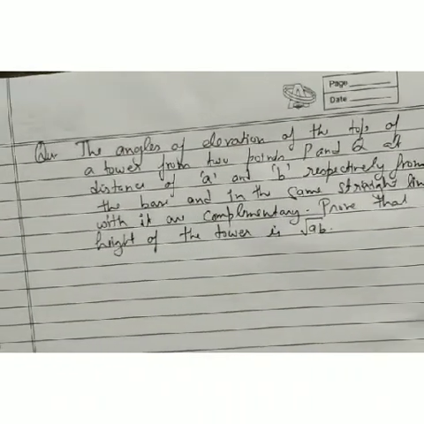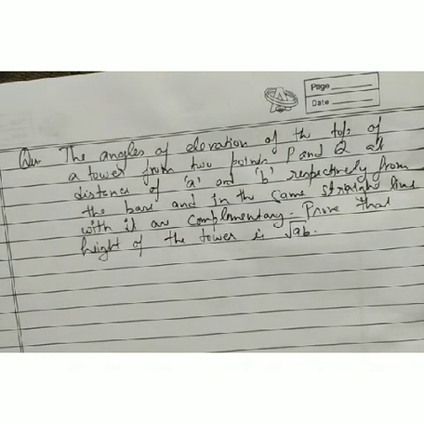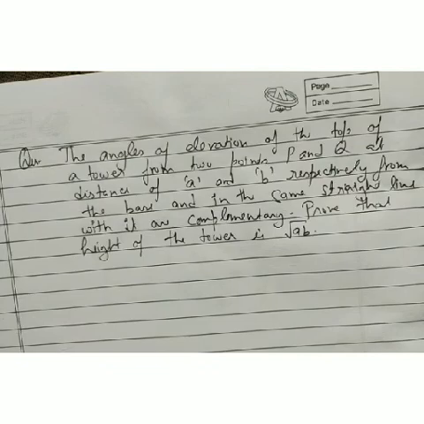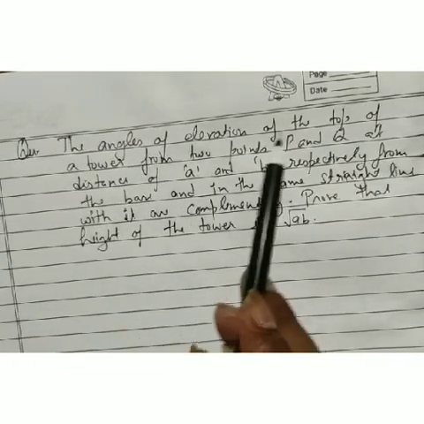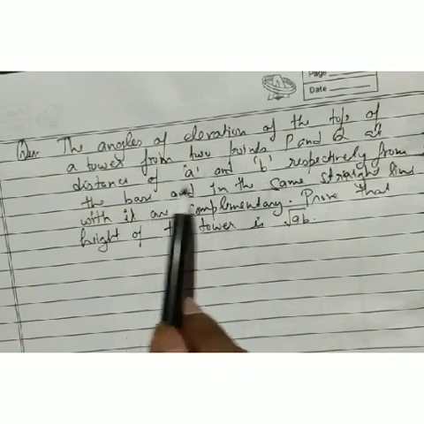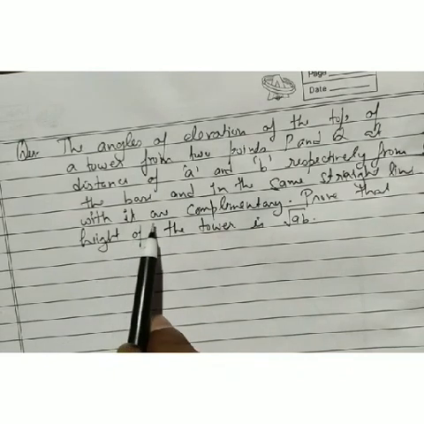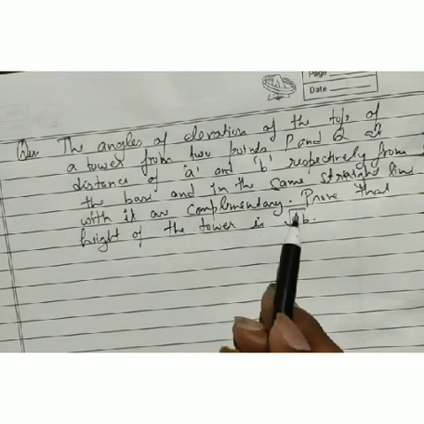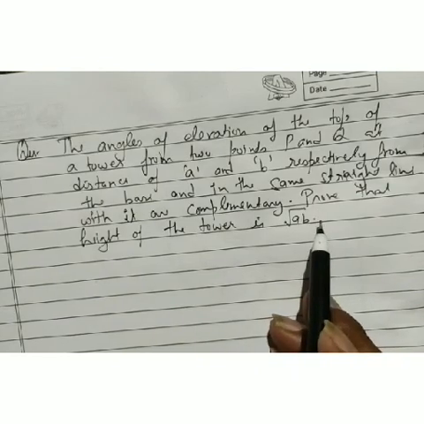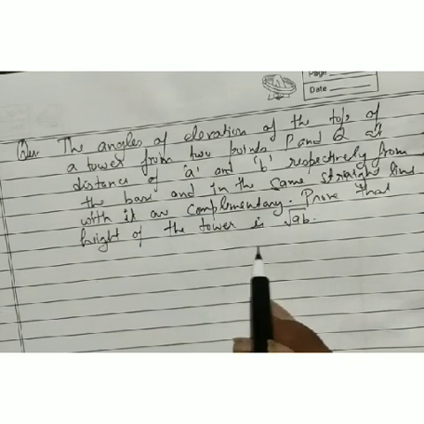We have a problem on the screen. The angles of elevation of the top of a tower from two points P and Q at distances of A and B respectively from the base and in the same straight line with it are complementary. We have to prove that the height of the tower is root AB. Now look, what are we given? The angles of elevation of the top of a tower from two points P and Q at distances A and B from the base, in the same straight line, are complementary. Then we have to prove that the height of the tower is root AB.